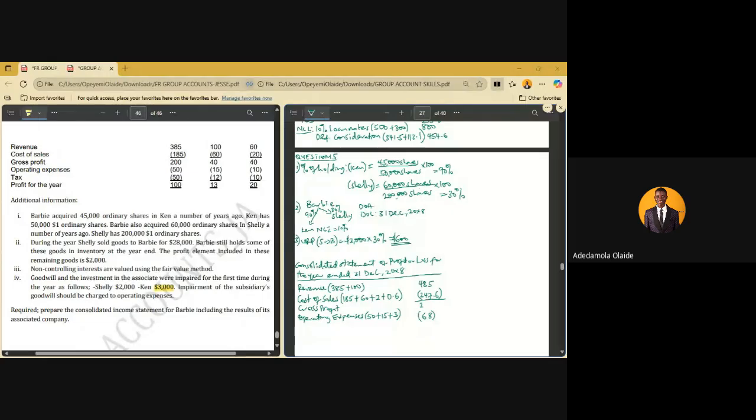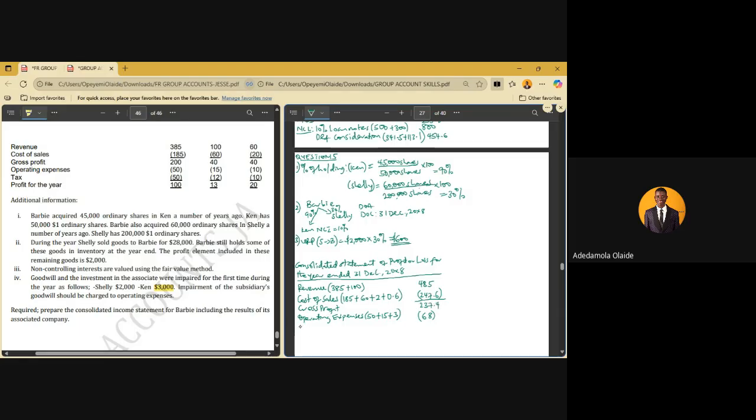I said Shelley sold goods to Barbie. And on those goods, 600 is yet to be realized as profit. But Barbie would have used the total value of their closing inventory to calculate their cost of sales. Now that we have unrealized profit, we have to add it back, like we normally adjust unrealized profit. Or is that not how we have been adjusting unrealized profit in our SOP? Yes. So this will be 237.4.